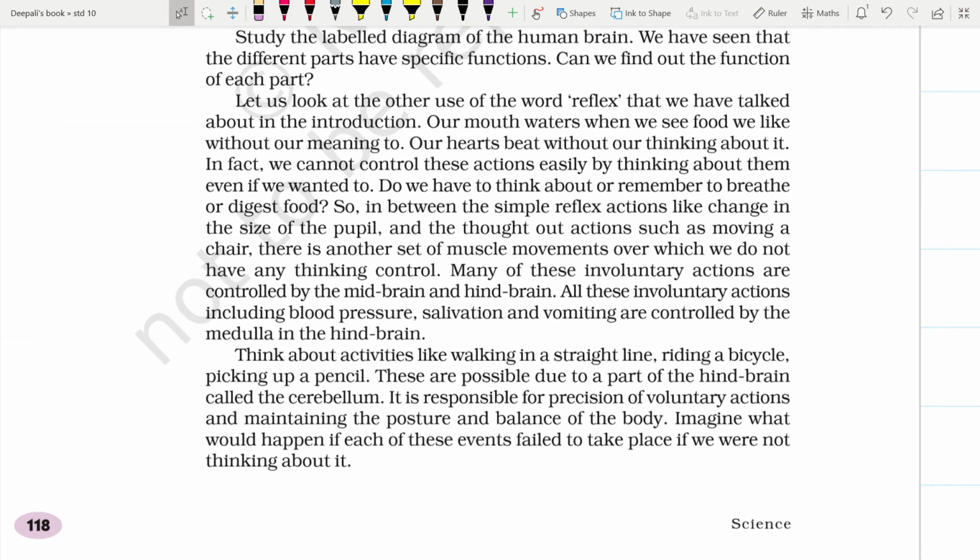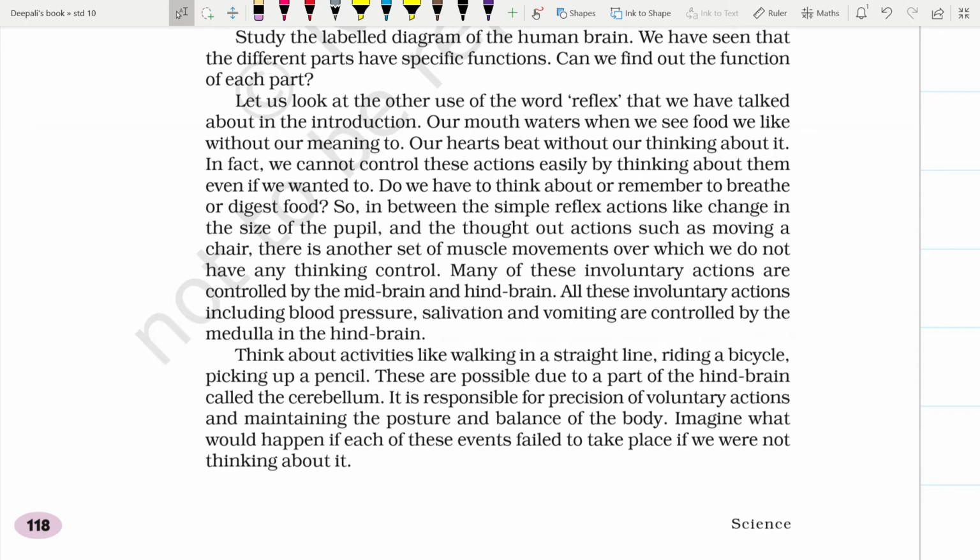Now let us look at the other use of the word reflex that we have talked about in the introduction. Our mouth waters when we see food we like without our meaning to. Our heart beats without our thinking about it. In fact, we cannot control these actions easily by thinking about them even if we want to. Do we have to think about and remember to breathe or digest food?